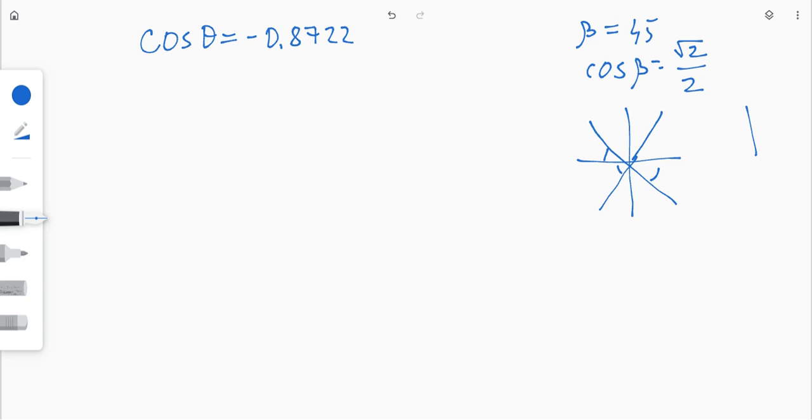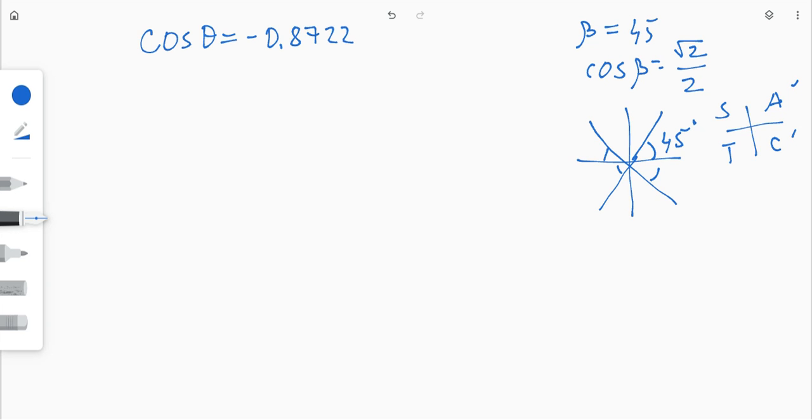As we know, cosine is positive in first, which is all, and fourth quadrant. And it's negative in the second and the third quadrant. What does it mean? Okay, so it means that 45 degrees, the angle in the first quadrant, is going to have the cosine ratio as square root of 2 over 2.